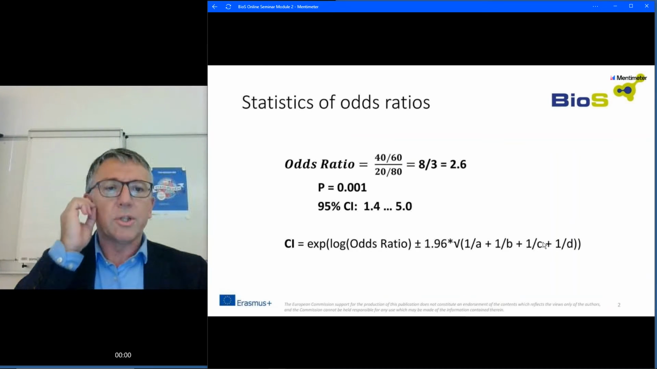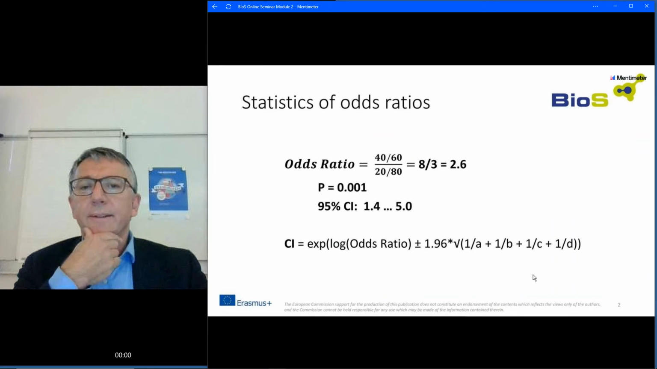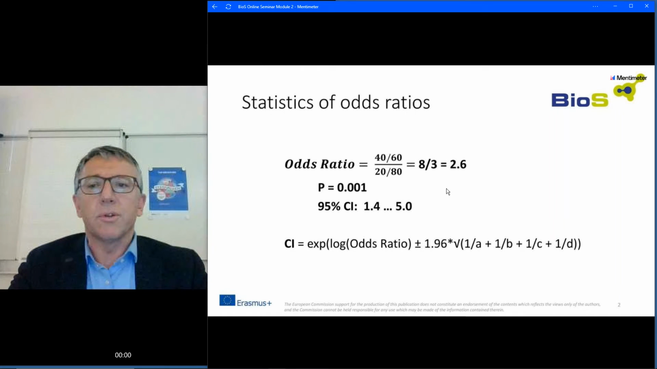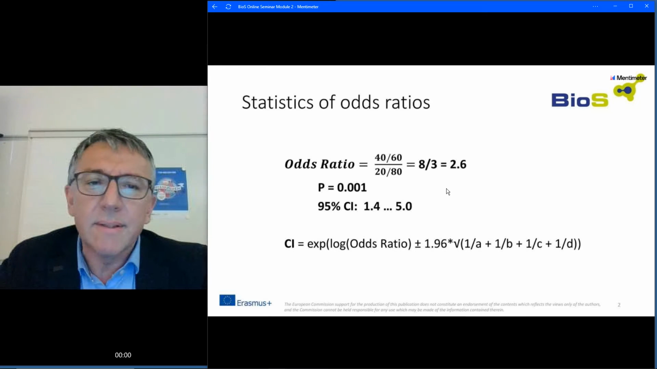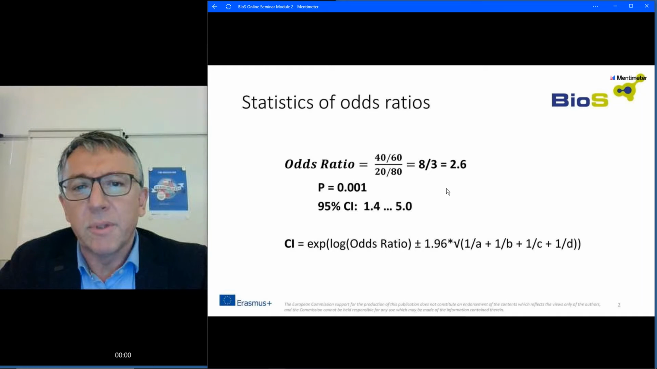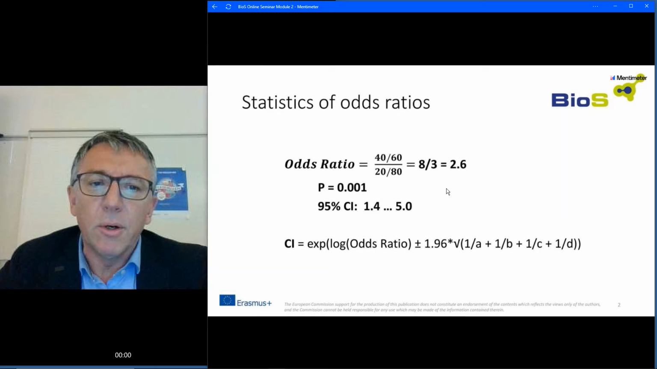Now let me come back to this question about statistics. So we have seen the odds ratio can be calculated with this factor, and you can calculate p-values and confidence interval for this odds ratio. Now please lean back and think about what is more informative, the p-value that is obtained for this odds ratio or the confidence interval that can be obtained for this odds ratio.